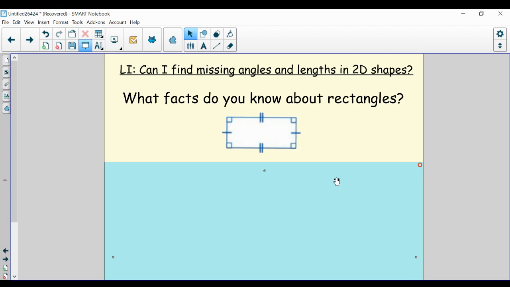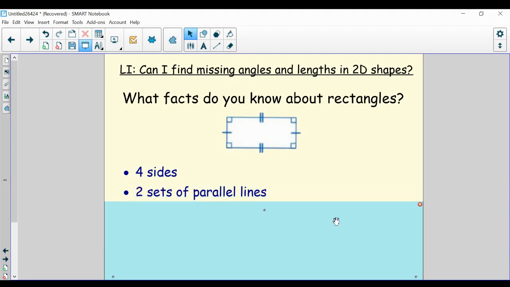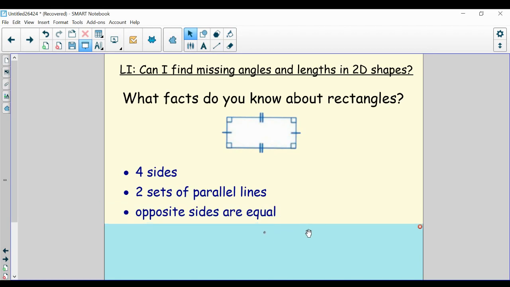Okay, so hopefully you got some of these. Rectangles have got 4 sides. They have 2 sets of parallel lines. So you've got the left and the right, they're moving in the same direction. And the top and the bottom are also moving in the same direction, which we call parallel lines. Opposite sides are equal. So the left and the right are the same size, and the top and the bottom are the same length.